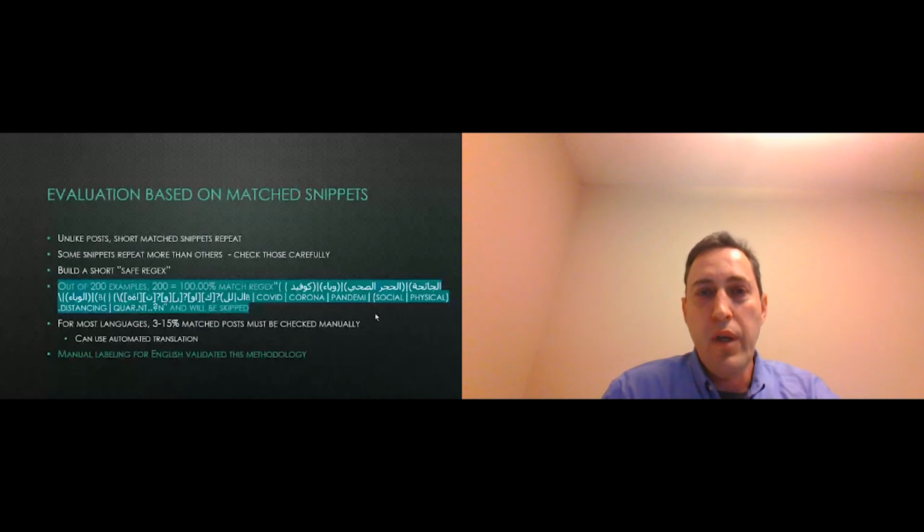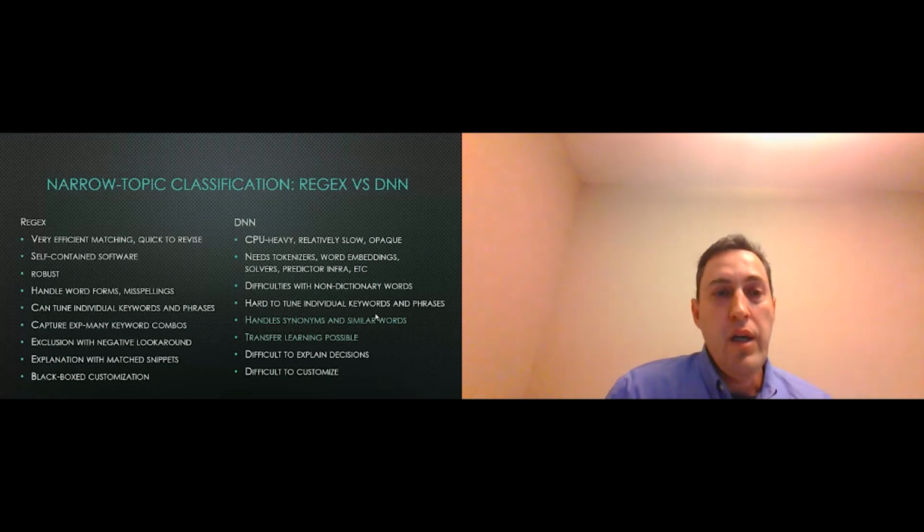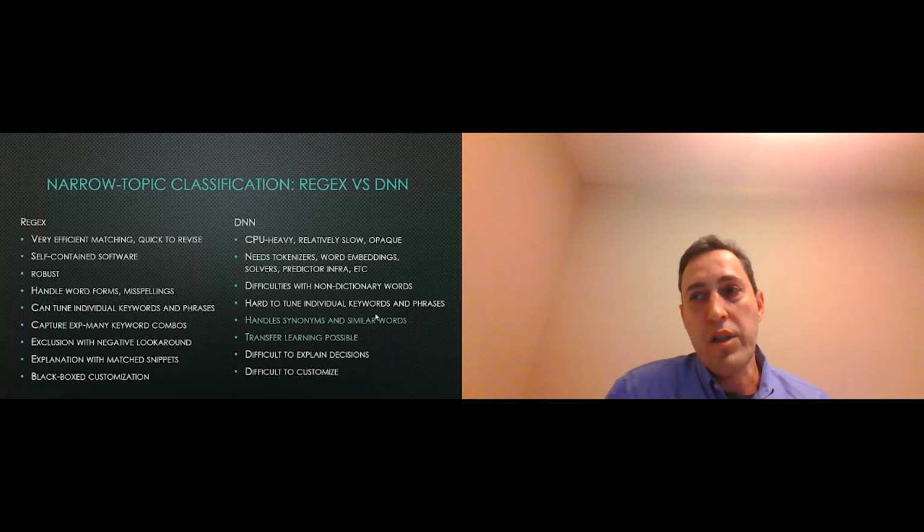To summarize, narrow topic classification with regexes is very efficient in terms of performance. It's quick to revise. The software is self-contained, very interoperable with other systems. It's robust to changes in data. It handles word forms, misspellings, contains individual keywords and phrases, and it captures exponentially many keyword combinations, which would be difficult.